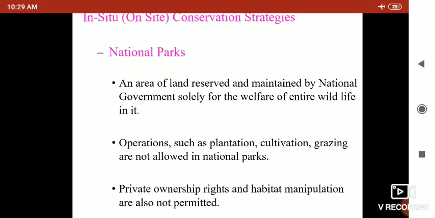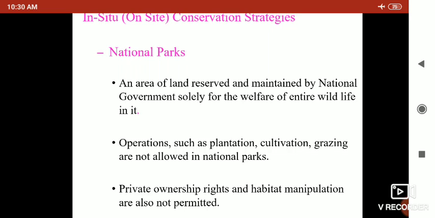In the previous part, I told you something about the concept of conservation, and then we discussed in-situ conservation. When we discussed in-situ conservation, I told you that in-situ conservation means you are conserving plants and animals in their natural habitats, or you can say where biodiversity lives, you conserve them there. So let's move on with national parks.